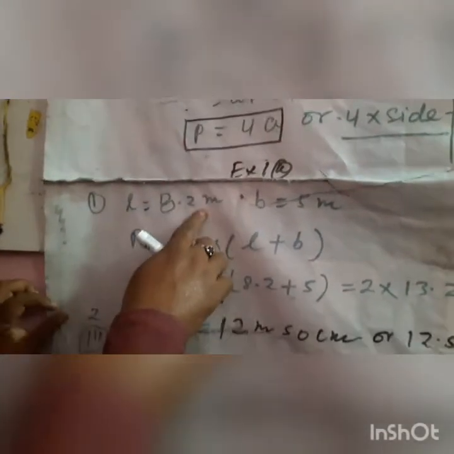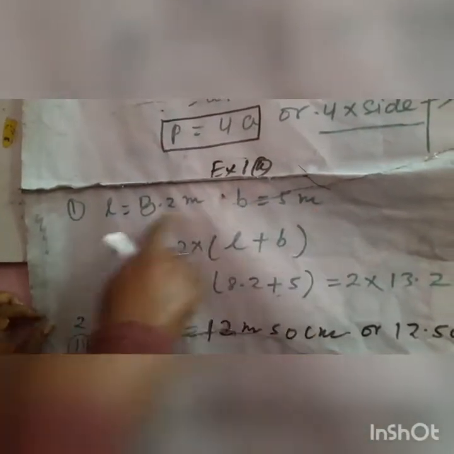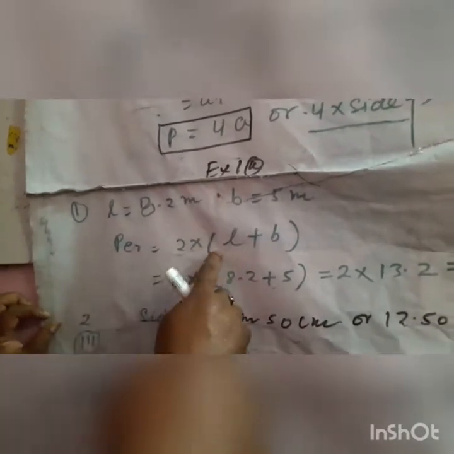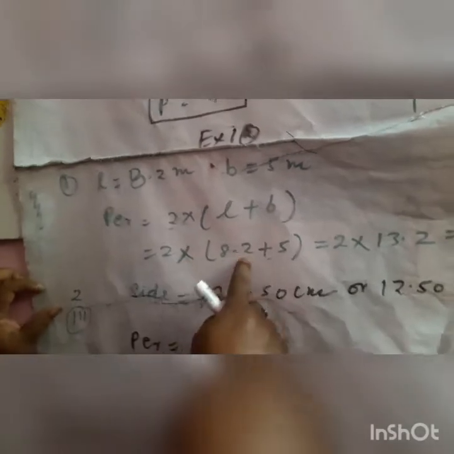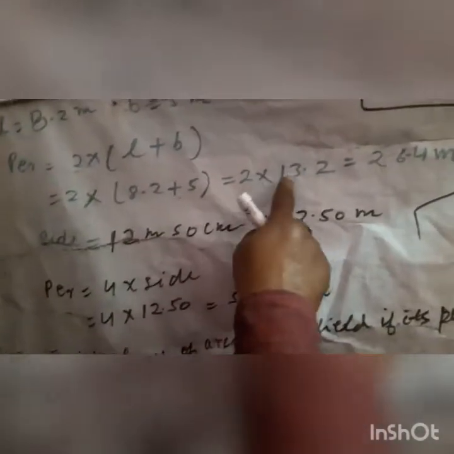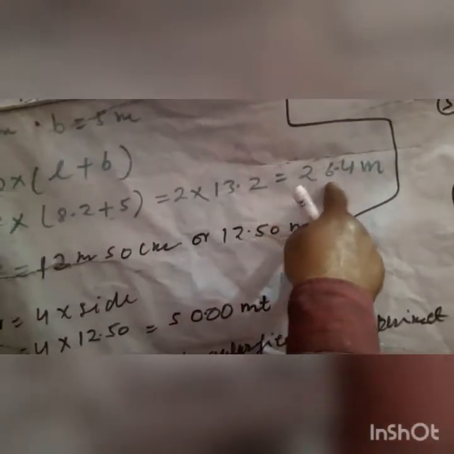Now come to the exercise 1A. 1A first question is L is equal to 8.2 meter and B is equal to 5 meter. You have to find perimeter. The formula of perimeter is equal to 2 into L plus B. 2 into 8.2 plus 5, how much is 8.2 plus 5? 13.2. After multiplying by 2, your answer comes 26.4 meter.